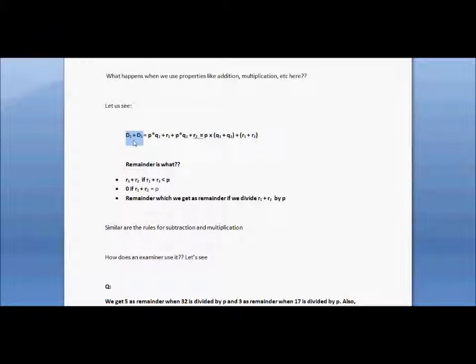Similarly, the rules are the same even if we subtract two dividends, and the rules would be the same if we multiply two dividends. If we subtract two dividends, the resultant would be minus, right? So we have to check for r1 minus r2. If we multiply these, the remainders would also be multiplied, and we have to check for r1 multiplied by r2. This is how we proceed in case we have to add or subtract or multiply the dividends, right?